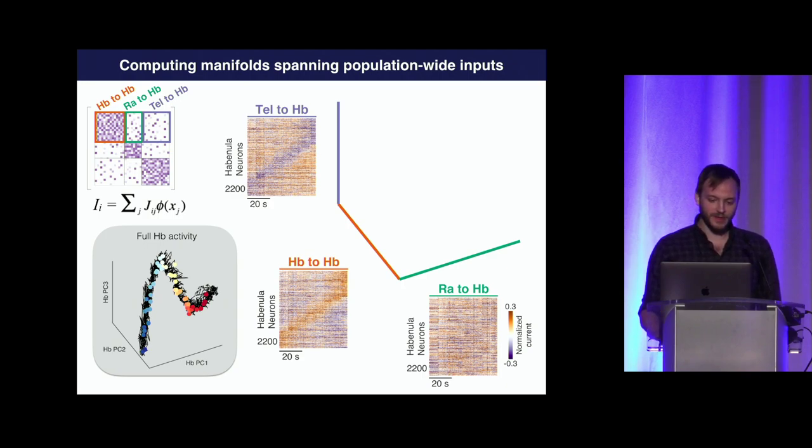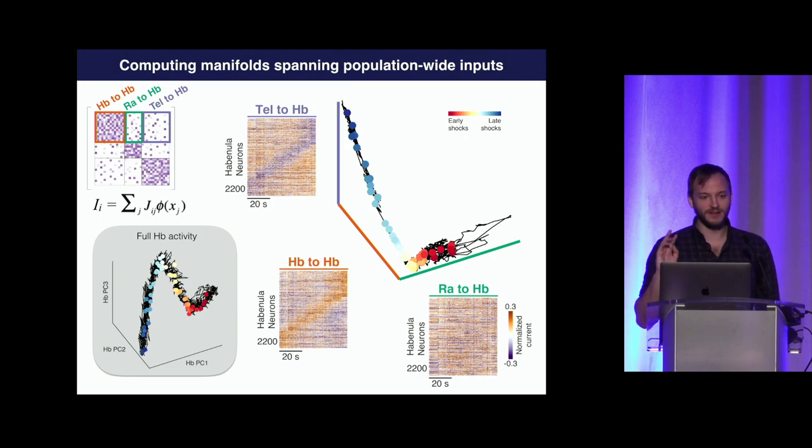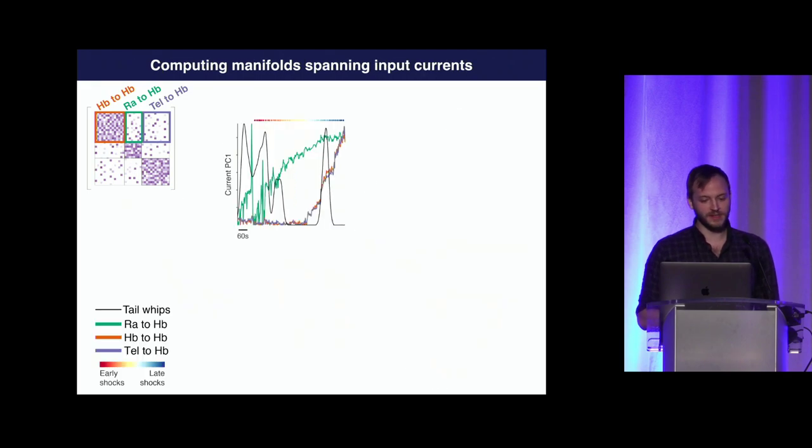And whenever you do PCA and project these dynamics here, something very striking pops out immediately. If you look at these early shocks with the red dots, there's lots of dynamics along this raphe axis specifically, and then later you see this ramping of activity with the blue shocks in the other axes. And this becomes more clear if you look at this as a function of time.